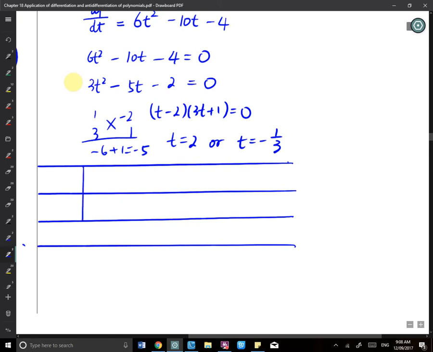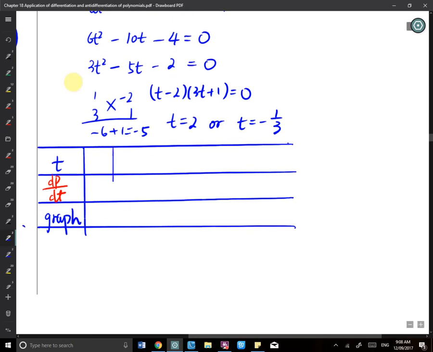Okay, the first one is called t, then. It's not x, it's called t. The second one must be dp dt. If you write dy dx or f dash x, you lose 1 mark, half mark maybe. Then the next one is the graph, the x1's graph.